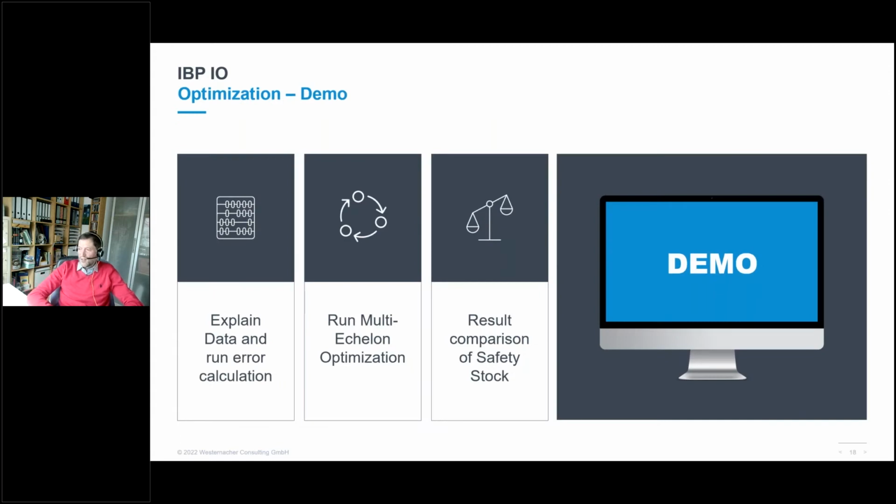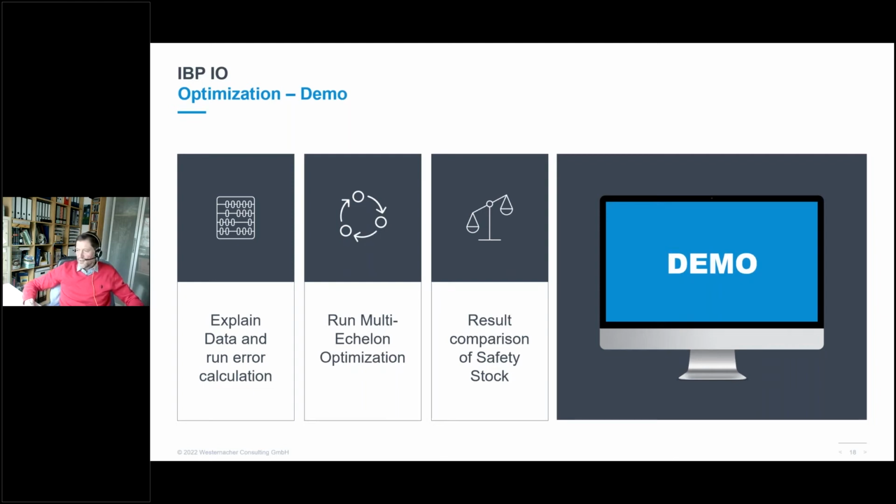So what can you expect to see? I will show the data a little bit, run an error calculation, or show that the error calculation did run. We'll do the multi-echelon optimization, and after that we are doing a comparison of the safety stock from eSPP with IBP.